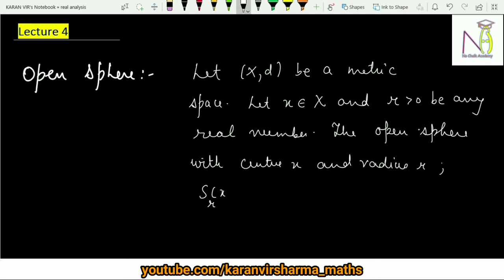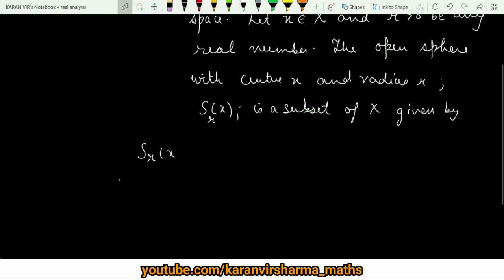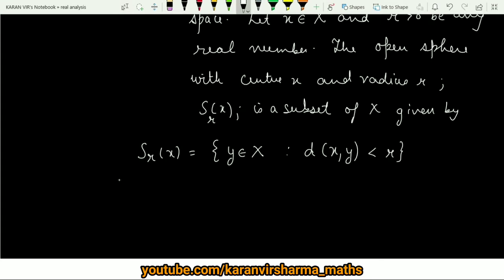So how is it defined? It is defined as a collection. So basically S_r(x) is a subset of X, and it is given by, what is our S_r(x)? It is a collection of all the points, let those points be y, coming from X, such that the distance between the center and all these points is always less than r. So this is basically an open sphere, correct?